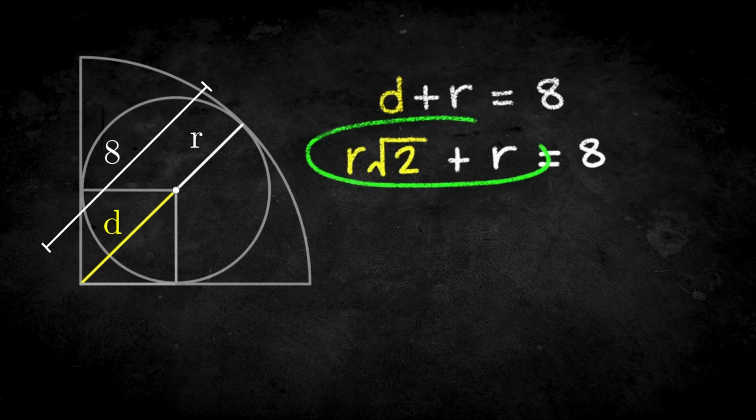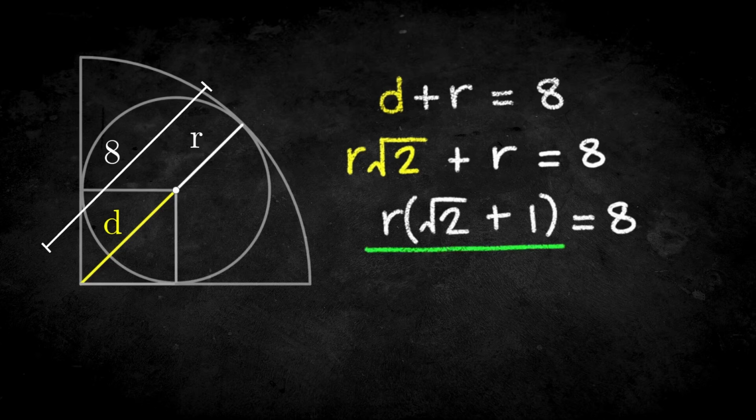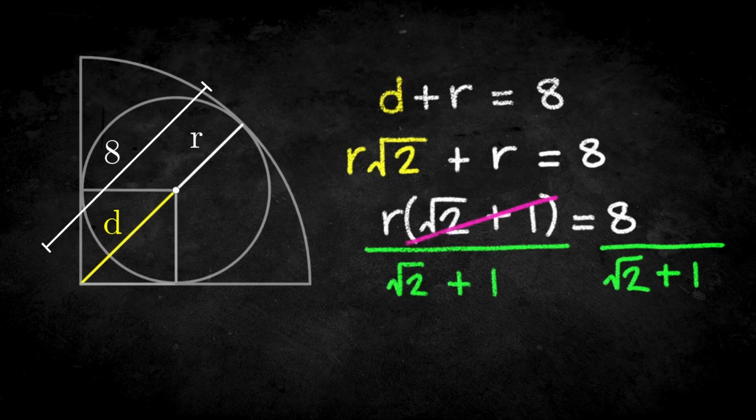On the left side of the equation, take out the common factor R to get R times square root of 2 plus 1. Then divide both sides by square root of 2 plus 1. Cancel out to isolate R. Using a calculator, the radius is approximately 3.31.